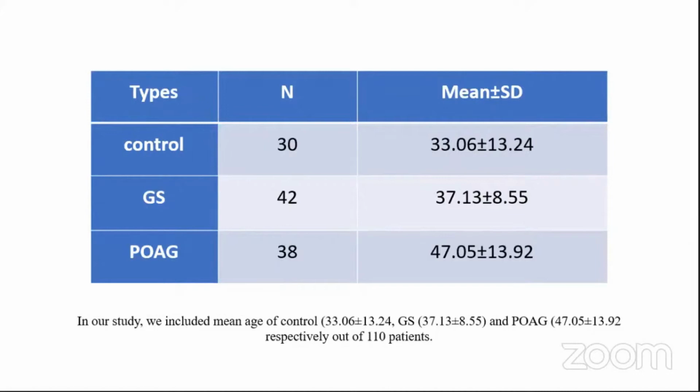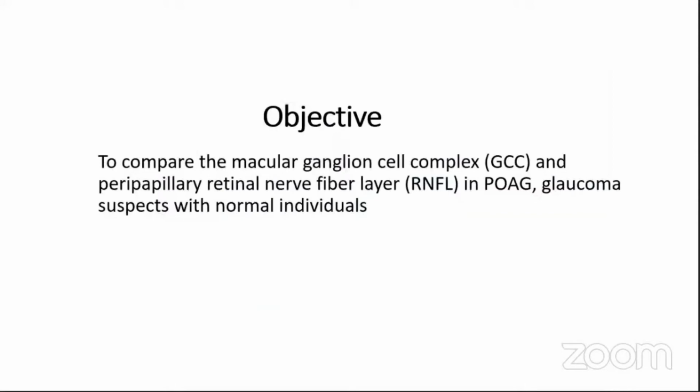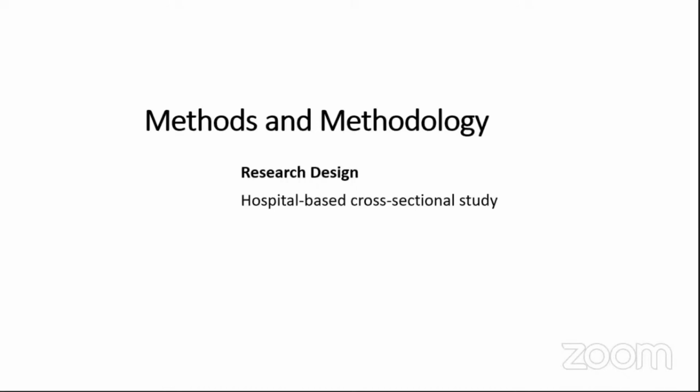You can see how many patients are enrolled in my study, and what is the mean age. And these are the objectives. I have already clearly said that this is a comparison between three subject groups: normal individuals, glaucoma suspects, and POAG. We compare the three different groups on the three different retinal nerve fiber layers and on macular ganglion cell complex. This is a hospital-based, cross-sectional study.